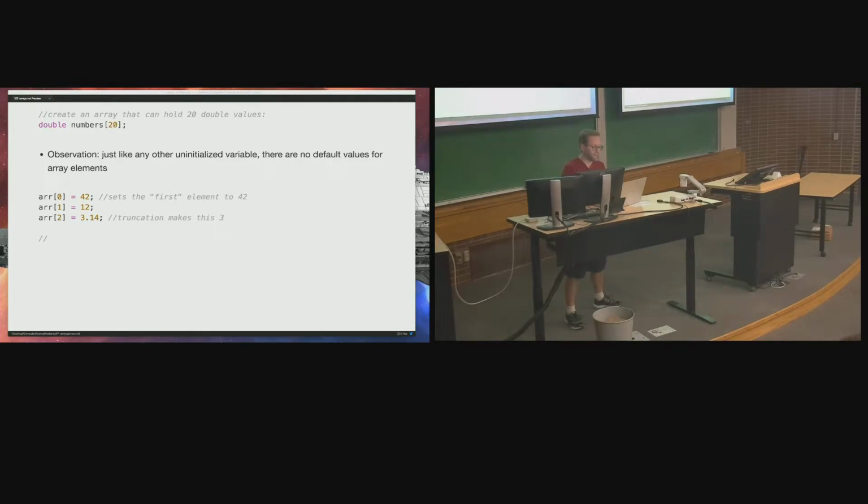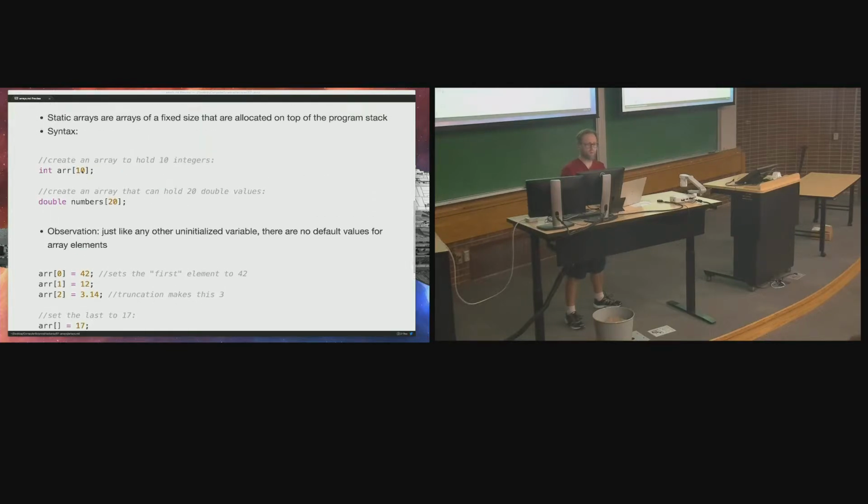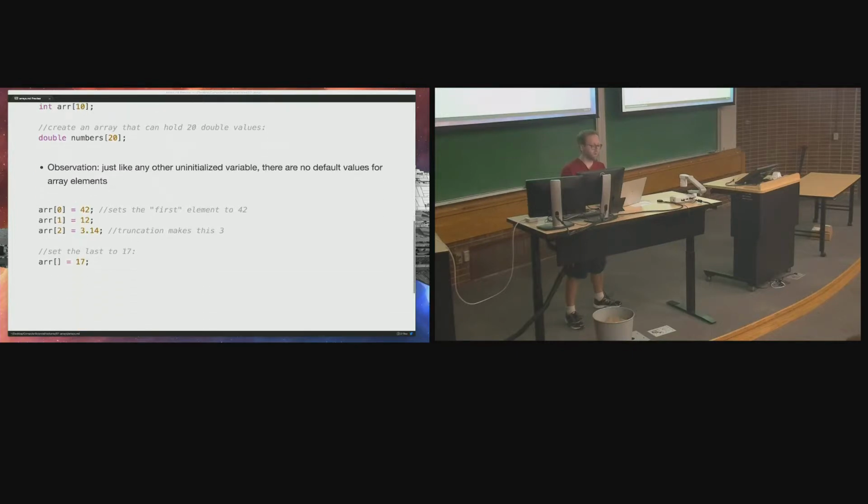Let's set the last element to 17, right? Where's the last element? How big was the array? I declared it to be of size 10, so where would the last one be? 9, right? What would happen if I tried to go past that?